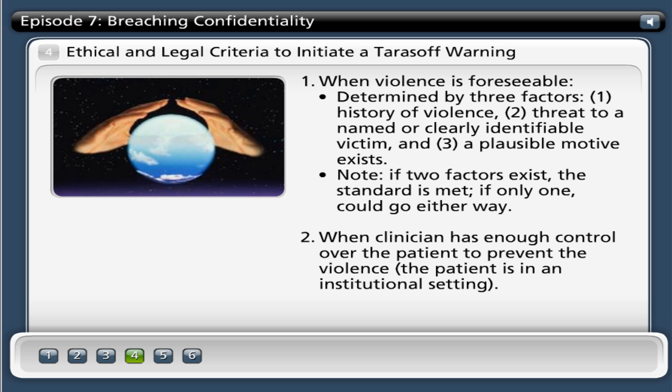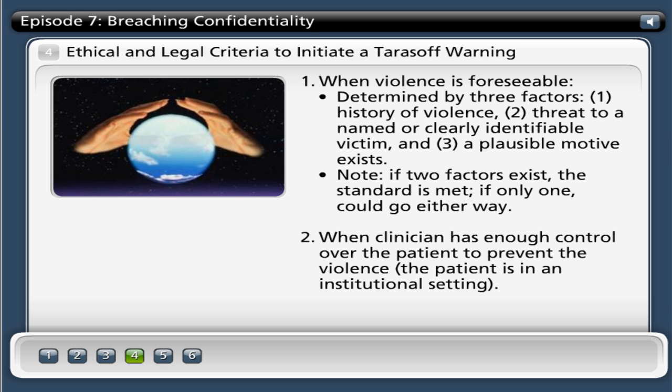Violence being foreseeable is determined by three factors. First, when there is a known history of violence. Second, when there is a threat to a named or clearly identifiable victim. And third, when a plausible motive exists. So if two of these particular factors exist, the standard is met and a clinician may initiate a Tarasoff warning. There is a legal and ethical duty to break confidentiality and warn the imperiled third party.